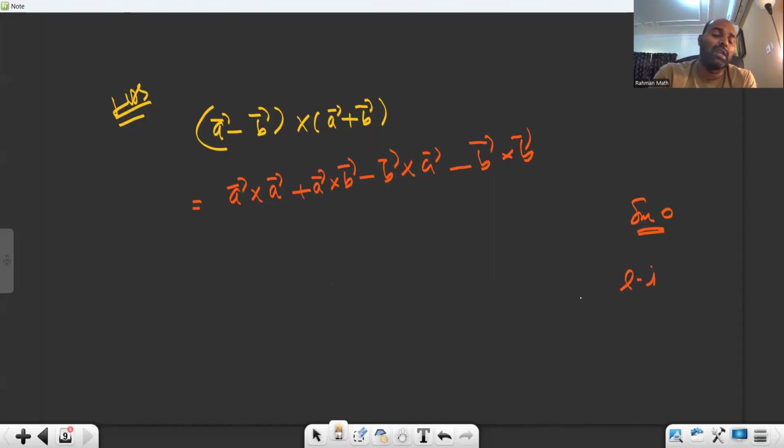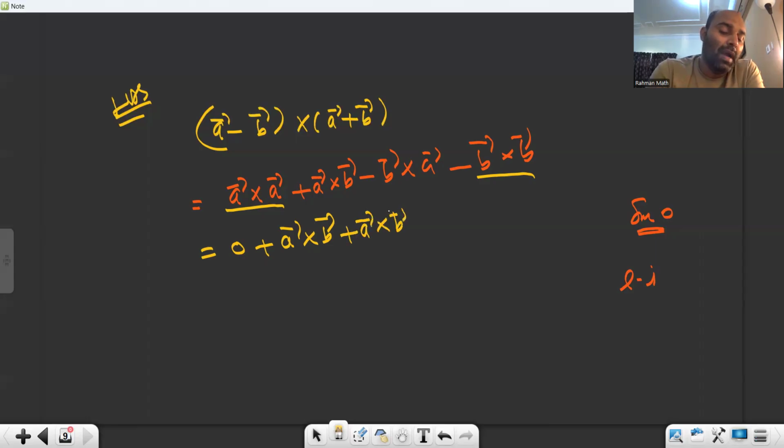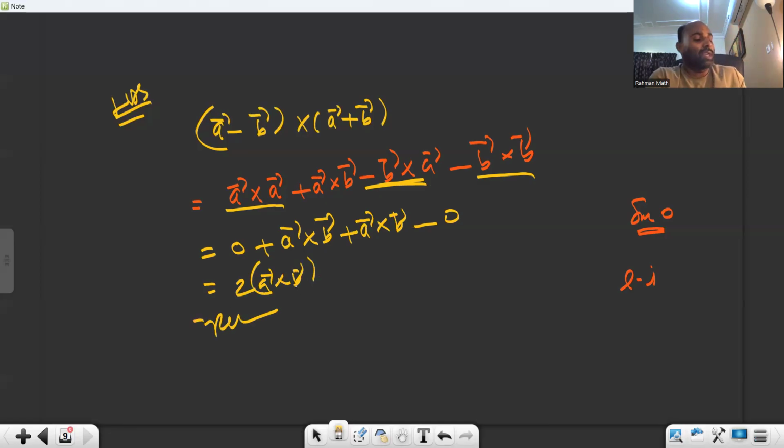Dot product and cross product, don't get confused. This is 0, this is also 0. Plus A cross B. I told you many times, the vector product is not commutative. So minus B cross A is what? Plus A cross B. A cross B is the same as minus B cross A. And this is 0. How many A cross B? 2 times A cross B. That is what we are calling our RHS.